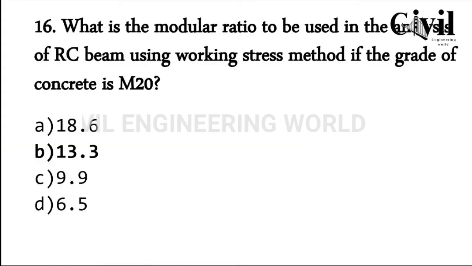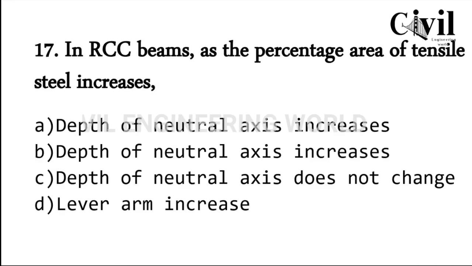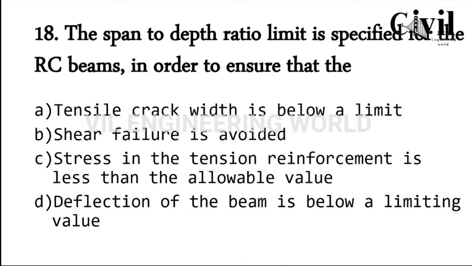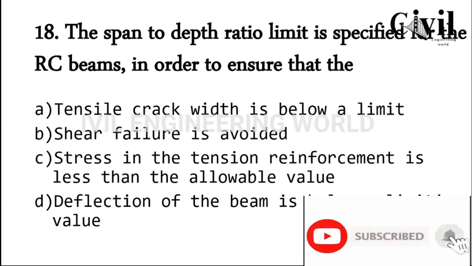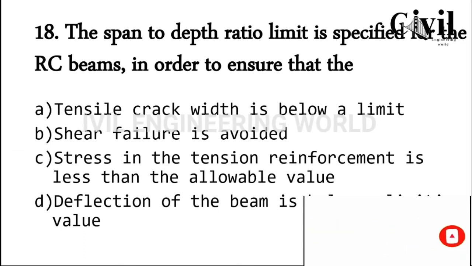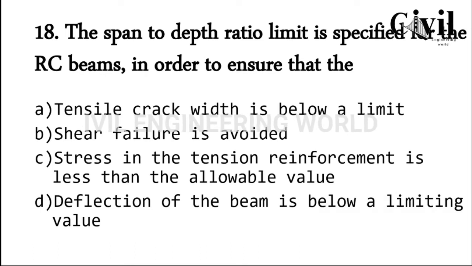B is correct. Next is, in RCC beams, as the percentage area of tensile steel increases, the depth of neutral axis increases. Next is the span to depth ratio limit is specified for RC beams in order to ensure that. In this case, the span to depth ratio is limited in RCC beams because of the deflection of the beam, so that it should be less than the limiting value. D is the correct answer.